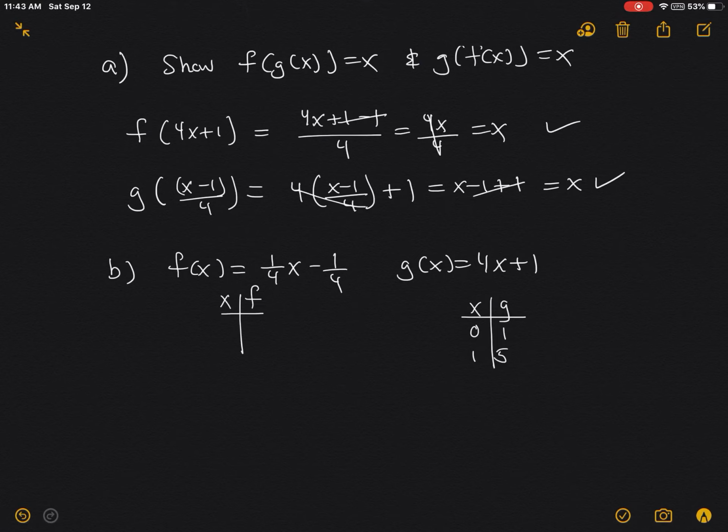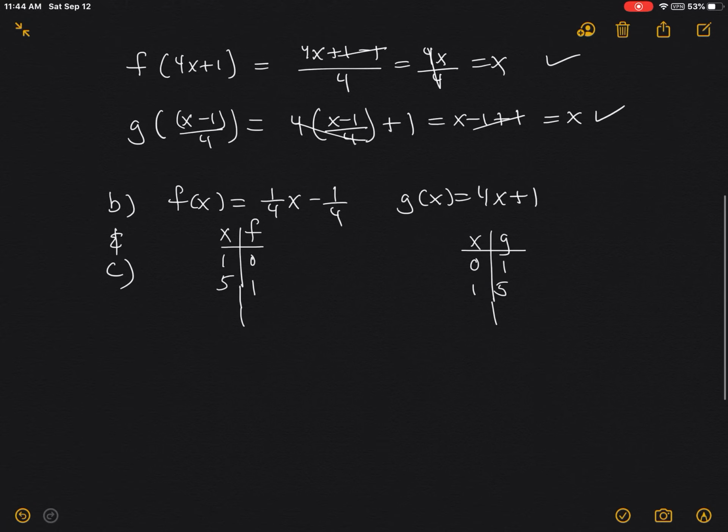So for f, remember what I said was true about the coordinates: 0, 1 actually becomes 1, 0, and 1, 5 actually becomes 5, 1. So if you plug in x is 5 right here, 5/4 minus 1/4 is 4/4, or 1. These coordinates interchange. In fact, we'll call this B and C, because numerically, you can see on the table that these coordinates interchange. You can plot one more point if you want, but there's my part C.